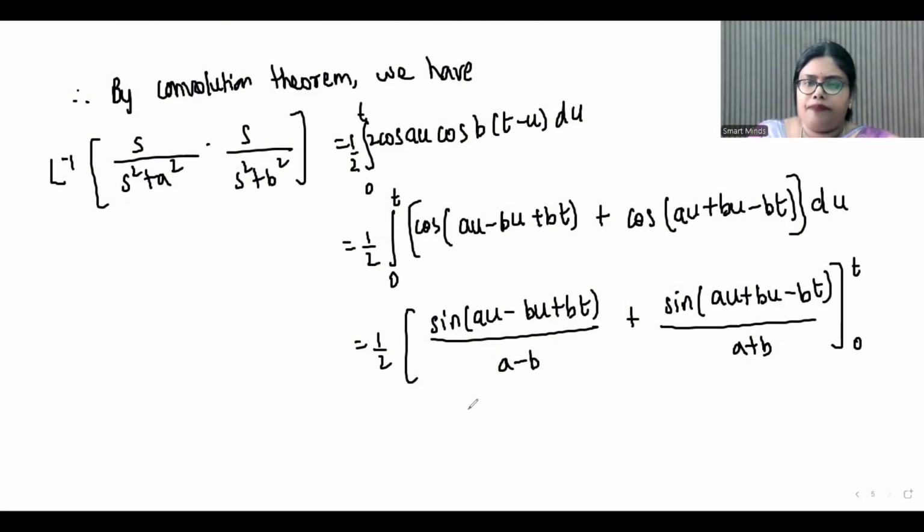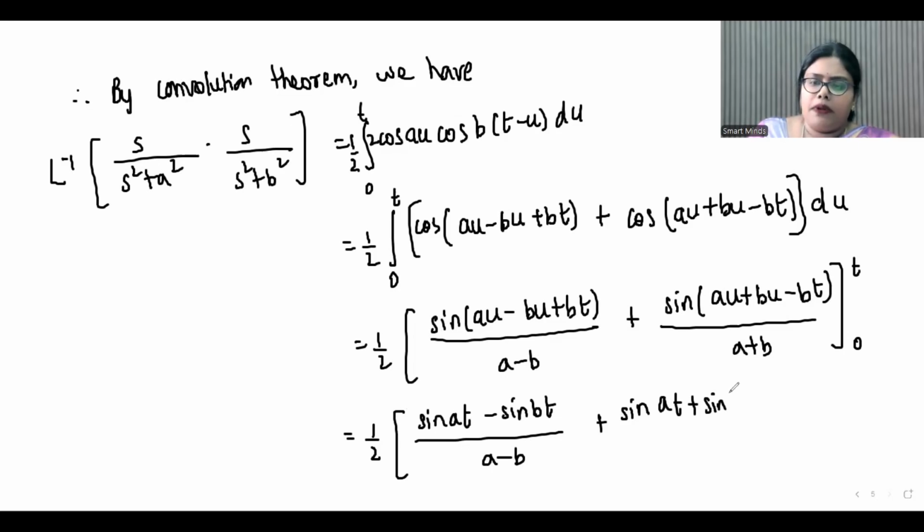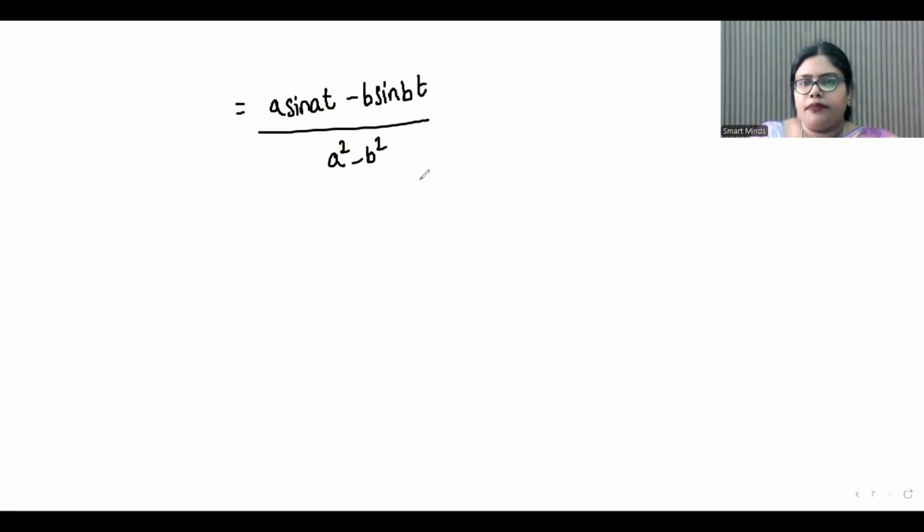from 0 to t. That is 1 by 2 of [sine at minus sine bt by a minus b plus sine at plus sine bt by a plus b]. That is equal to (a sine at minus b sine bt) by (a square minus b square). This is the final answer.